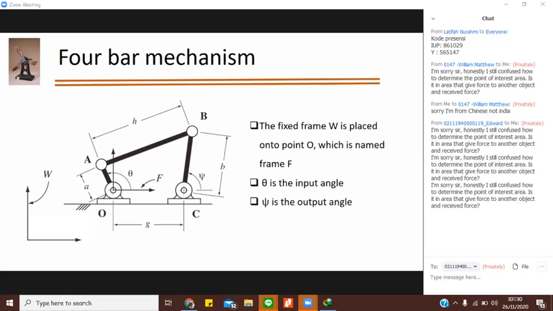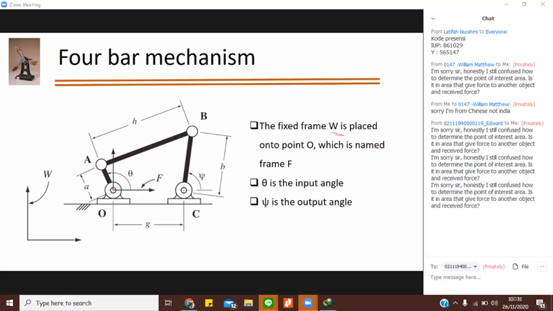Okay, so this mechanism is O, A, B, O, C, and you have the fixed frame W. There's another frame placed on point O, which is named F. Theta is your input.